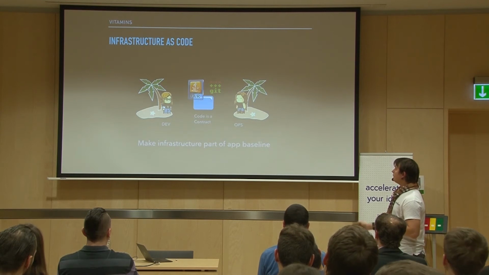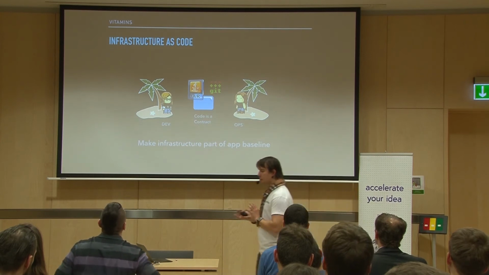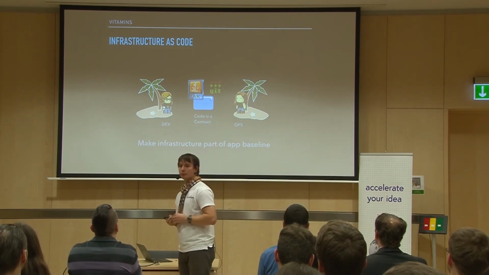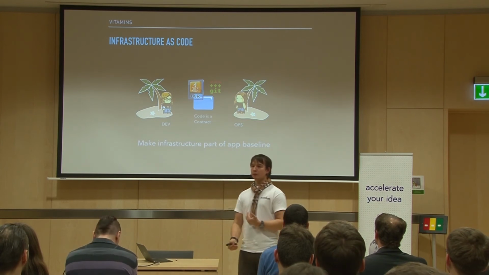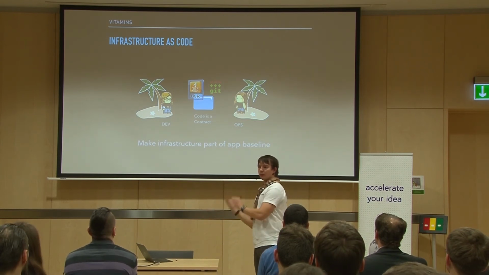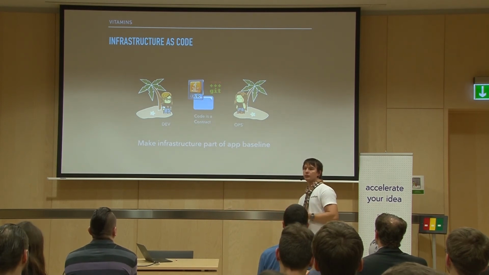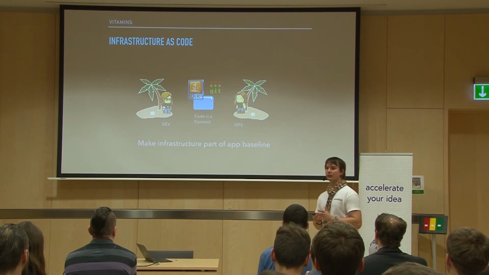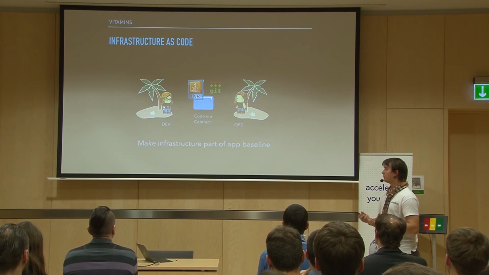And the best thing that we can do is actually to express our infrastructure as code, put it inside of our application, and let it evolve together. Whenever I write any cool feature for my application, I add some automation to my infrastructure code, and actually they are the same.